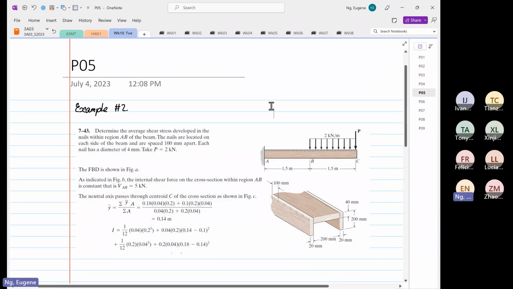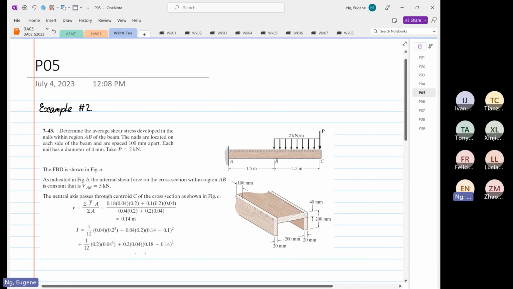So let's read the terms over here. Determine the average shear stress developed in the nail within region AB of the beam. The nails are located on each side of the beam and are separated 100 millimeters apart. Each nail has a diameter of 4 millimeters. Take P equal to 2 kilonewton.